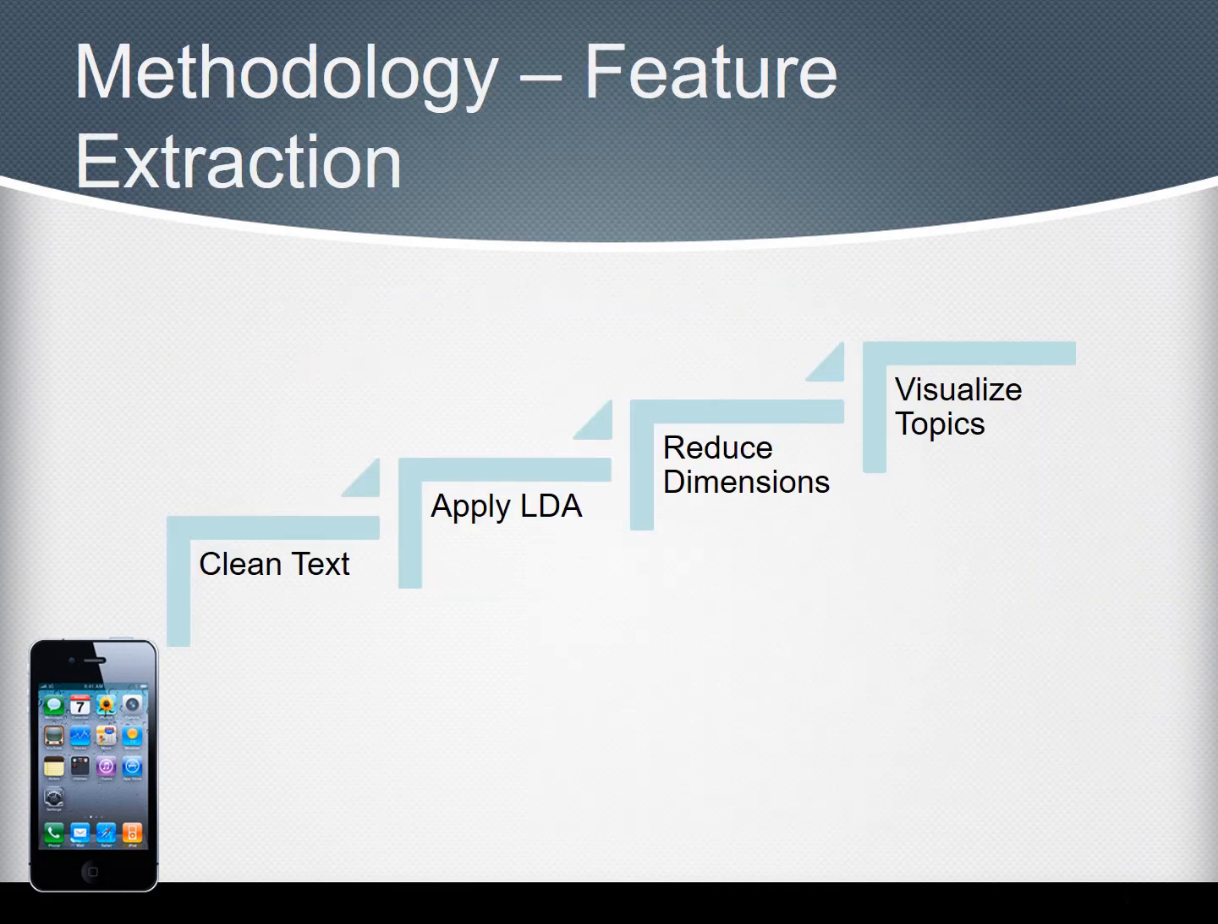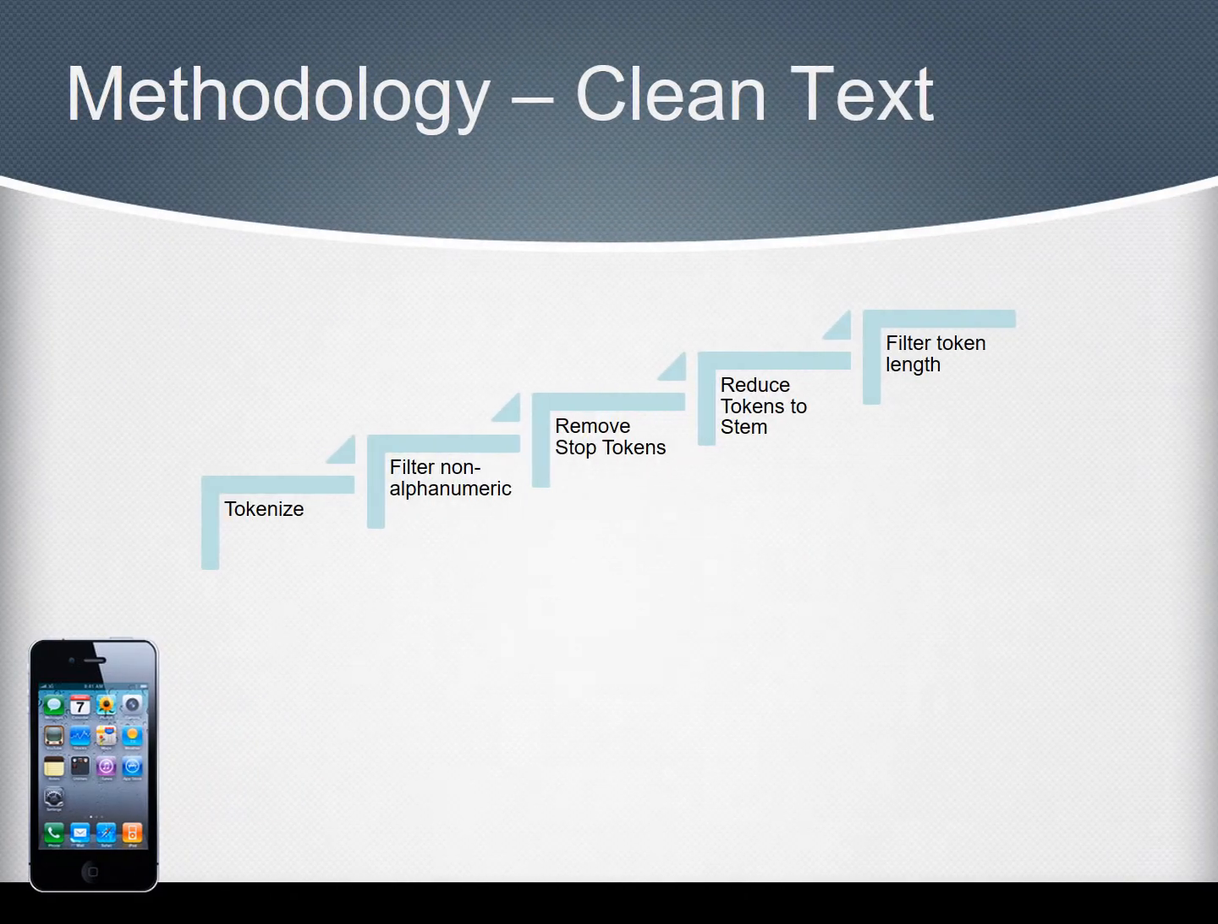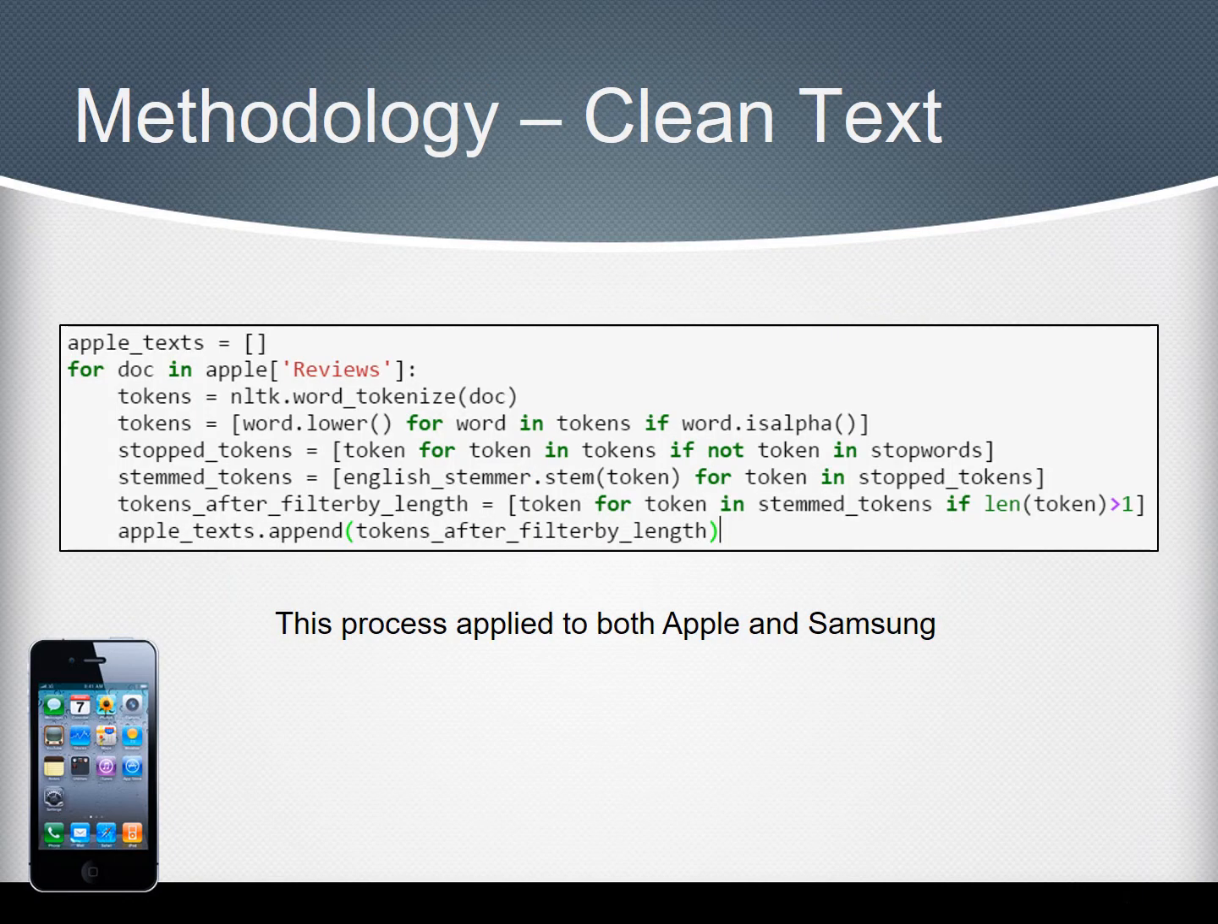Thanks, Johnny. This is Chi. I will introduce the methodology of topic modeling. There are 4 aspects: clean the text, apply the LDA model, reduce dimensions, and visualize topics. For the clean text part, we use some operators such as tokenize, filter non-alphanumeric, stop word removal, stemming, and filter token length. This is how we apply it in the Python notebook.